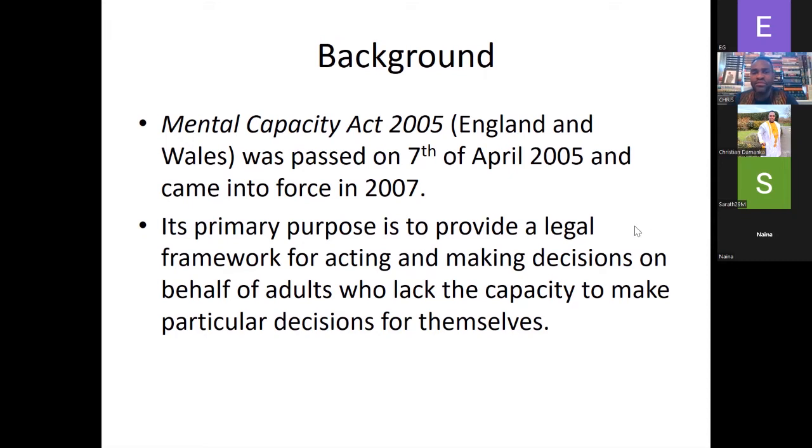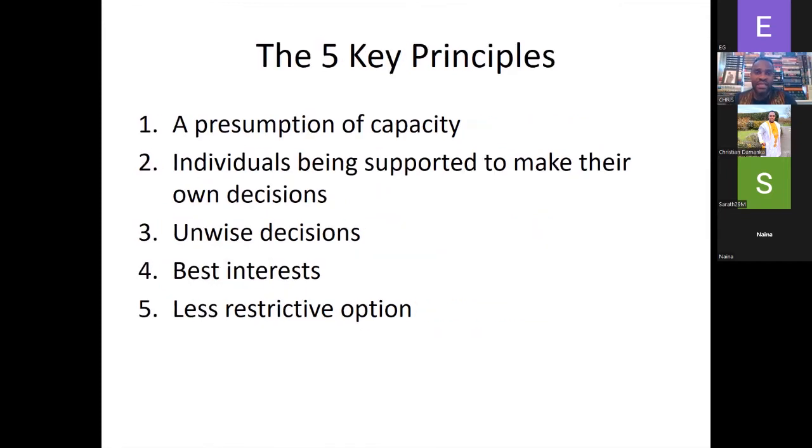The primary purpose of it is to provide a legal framework, that is a law, the confines of the law, for acting and making decisions on behalf of adults, service users who lack capacity to make particular decisions for themselves. One, about their own care, and also about decisions that are made concerning the other life factors. So basically, this is the background of the act. And whatever you are writing, make sure you explain what it means before you continue.